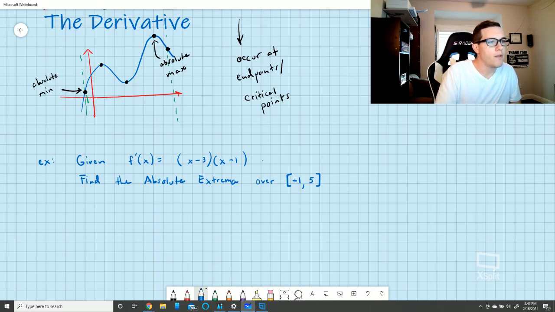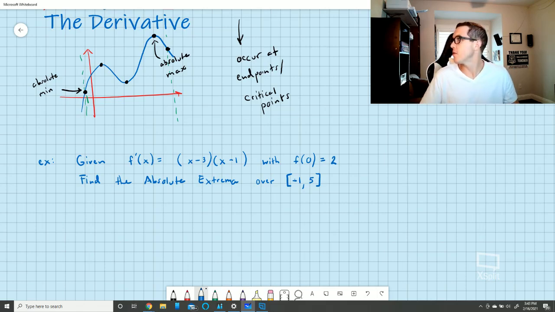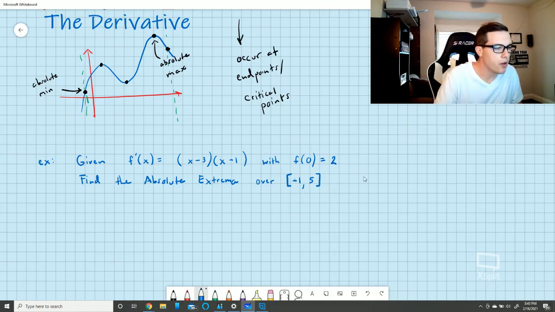Another thing I have to give you is an initial condition. So with f of, let's do f of 1. Nope. F of 0. Fine. F of 0 equals 2. All right, so this is a pretty typical problem, and we can go through it. So here's the way it works.